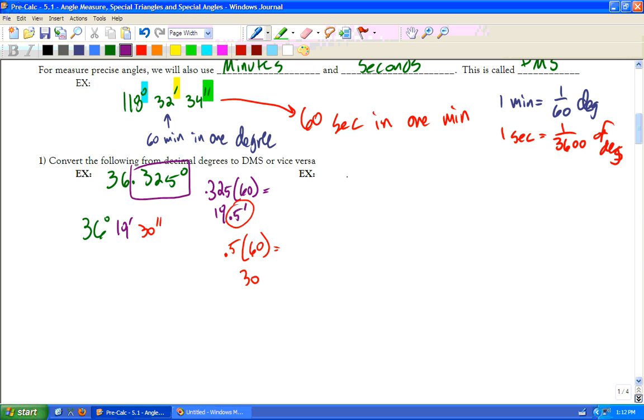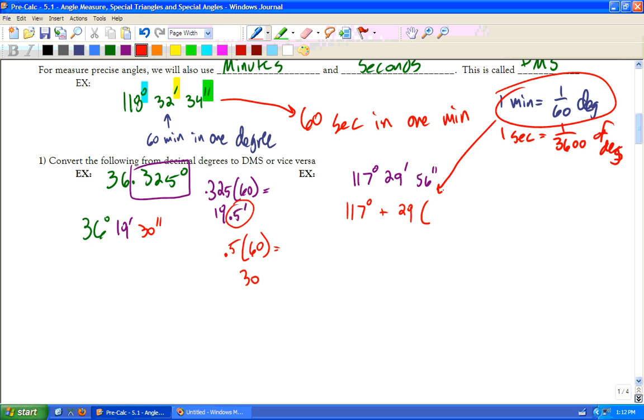It's a similar idea to convert from degrees, minutes, seconds into decimal degrees. So if we take a look at 117 degrees, 29 minutes, and 56 seconds, we can add up the various parts. We're going to start with 117 degrees. We're not going to touch that. We're going to add 29 times, and since we said 1 minute equals 1/60th of a degree, to figure out how many decimals this would be, we're going to multiply by 1/60th. Dividing by 60 is going to do the same thing.